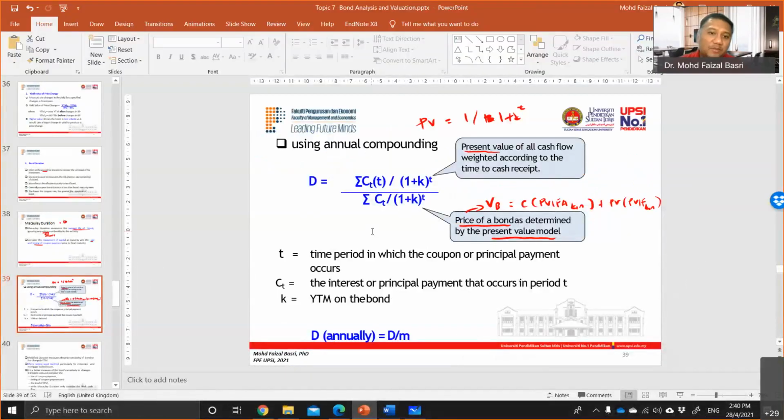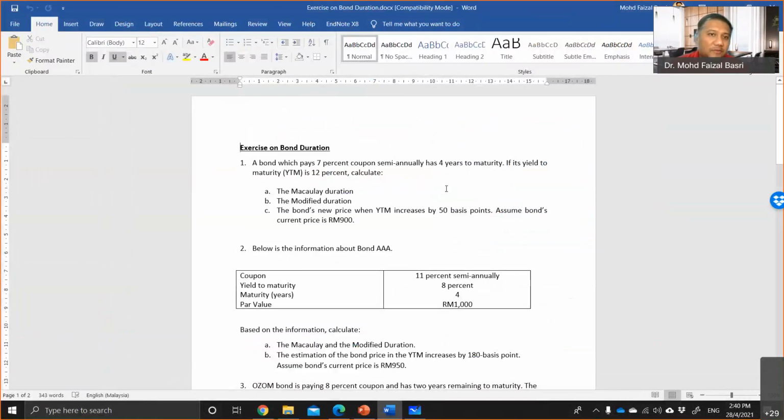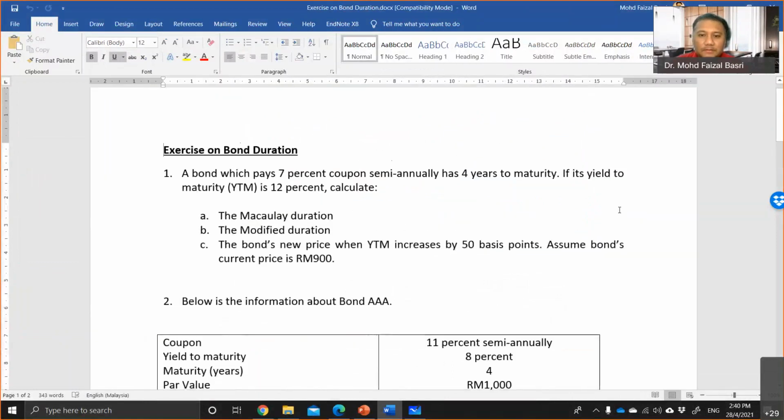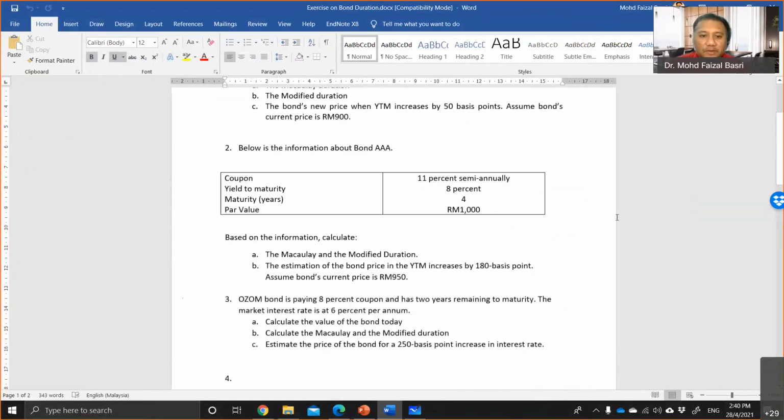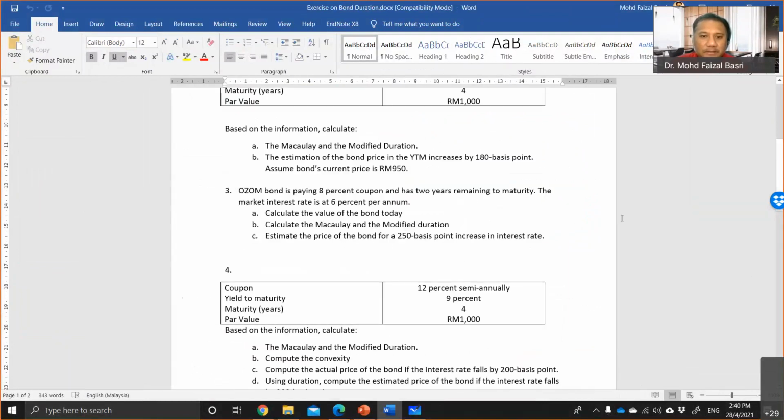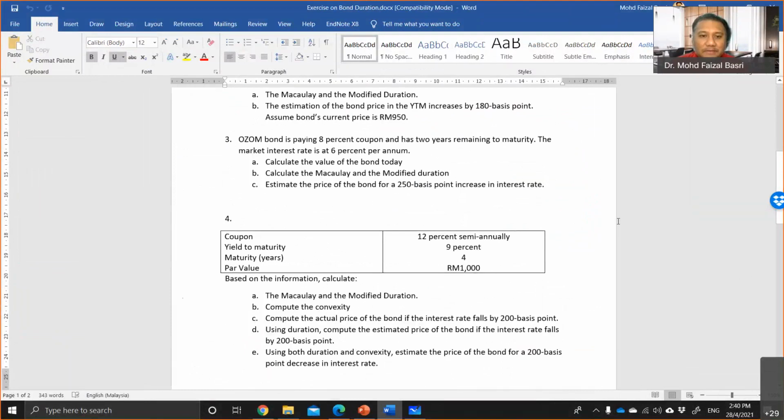To illustrate how we want to find the duration, the D, I will use this question. I've uploaded this as well, in terms of the exercise of the bond duration. So we have plenty of questions here, and to illustrate, I'm going to use question number 4. Question number 4 will be used for illustration purposes.